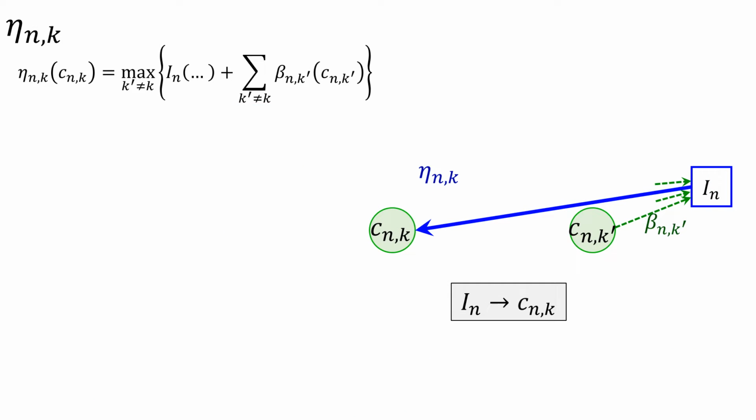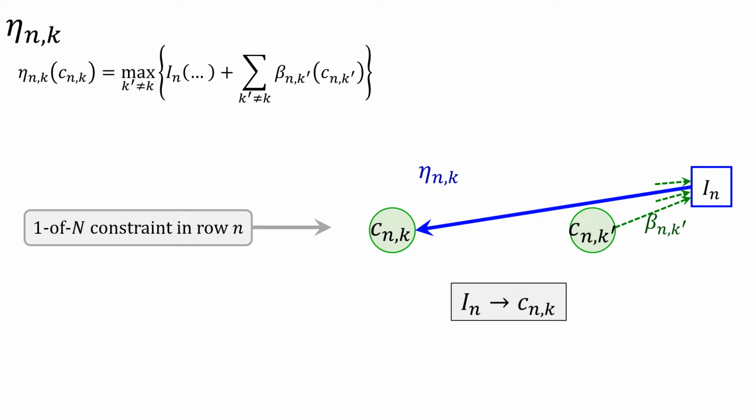So first, eta nk. Keep in mind that this is explicitly what we are dealing with. So now we are dealing with the factor node in to any variable node cnk. Now remember, this in here accounts for the 1 of n constraint in this row.